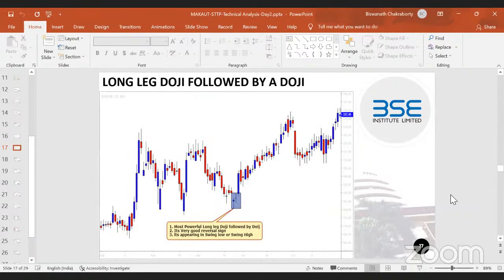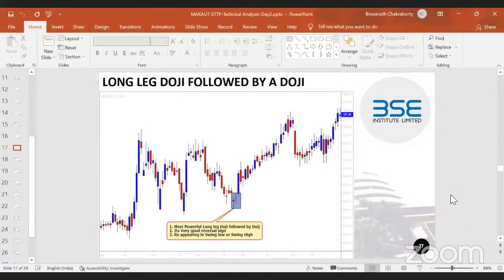Sir, please write a note if this kind of thing is noticeable in any company's chart: a long leg Doji followed by a Doji. Next day, the price is able to break the high. Then definitely a new rally can be seen. So again, I'm repeating: first day, long leg Doji. Next day, followed by a Doji. Third day, the price is able to break the high. Then a new trend can be established.